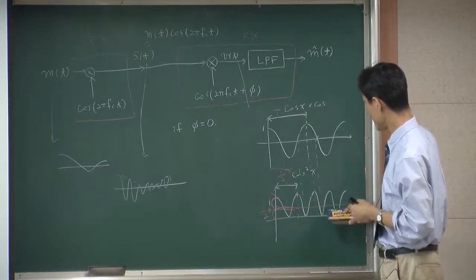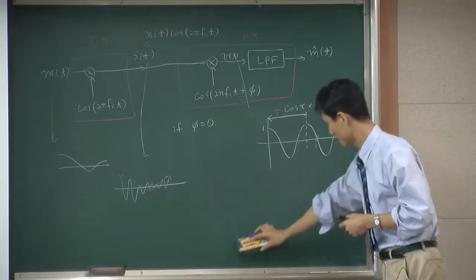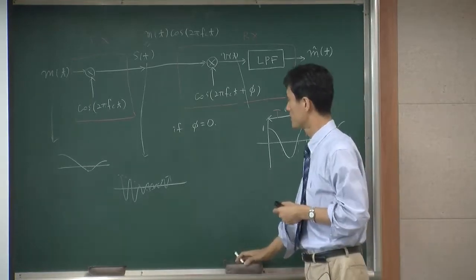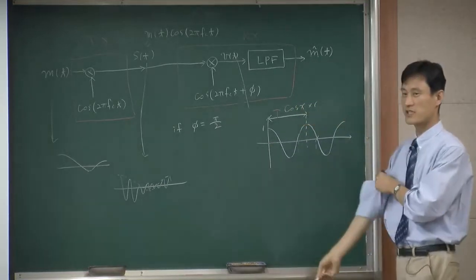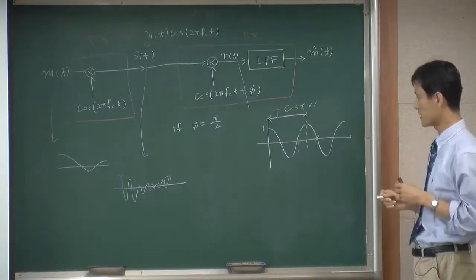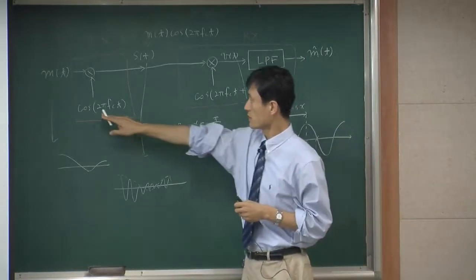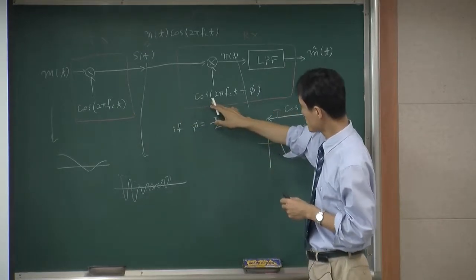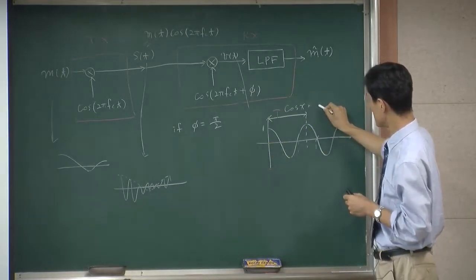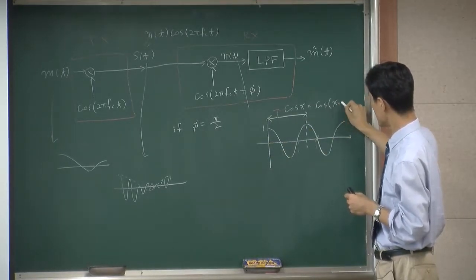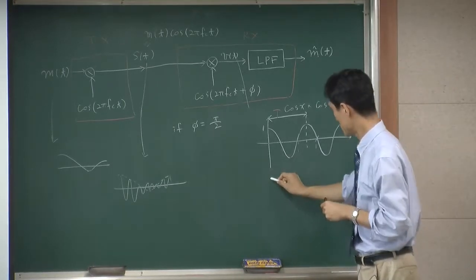Now let me think about another case. Now let's think about the worst case. Our phase mismatch is 90 degrees. Okay, let's think about that case. So in that case, cosine multiplied by cosine but with a 90-degree phase difference. So cosine times cosine of x plus the 90-degree phase difference. Let's think about this one.